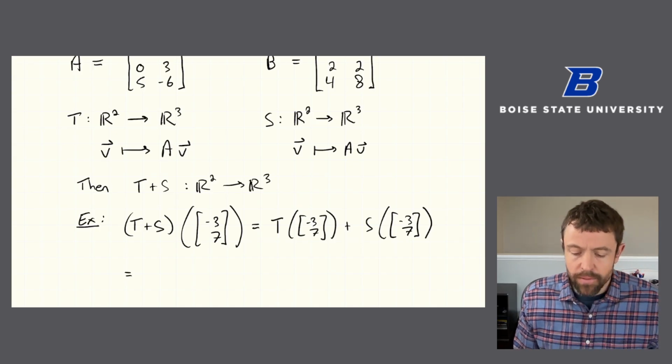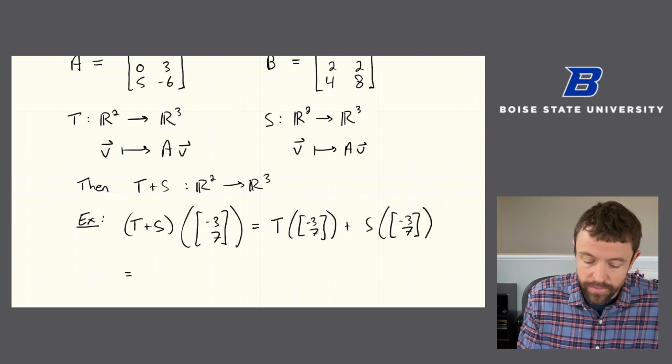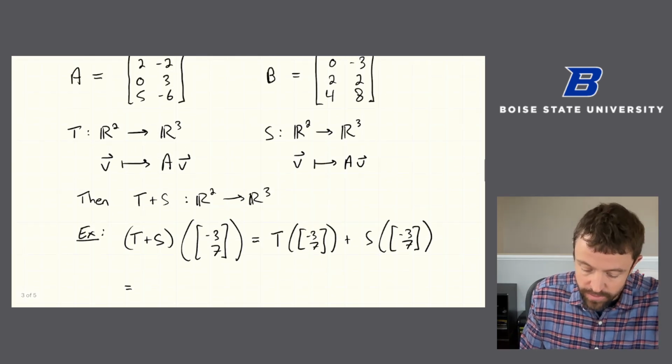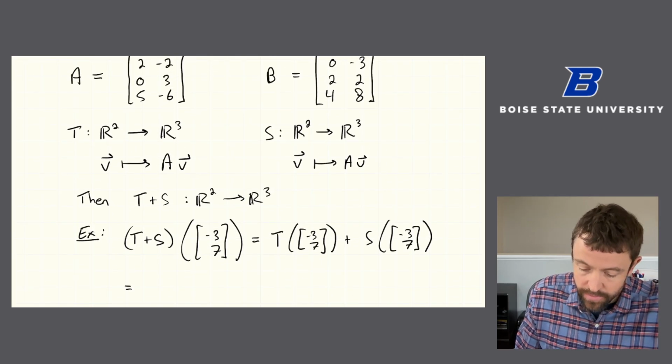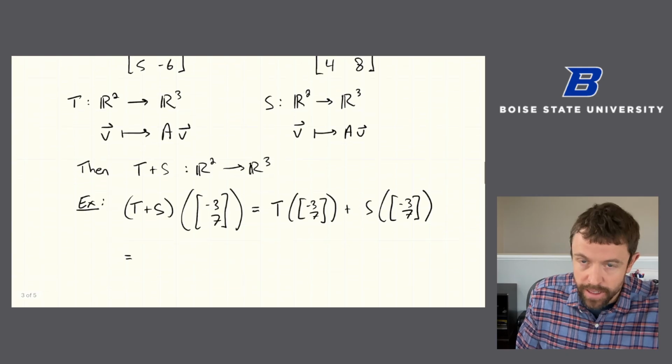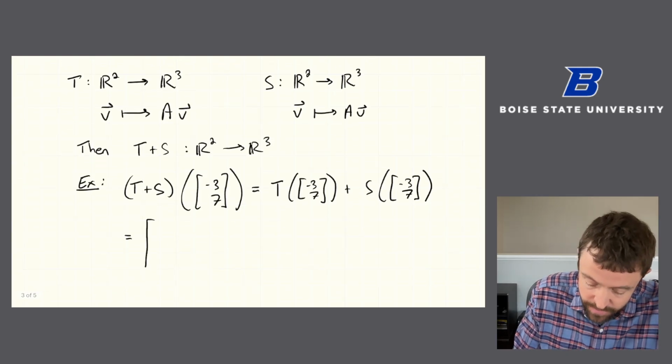Well, what do we get when we apply T to a vector? We get A times that vector. So that's... Sorry, I'm making sure I know what A is. 2, 0, 5, -2, 3, -6.